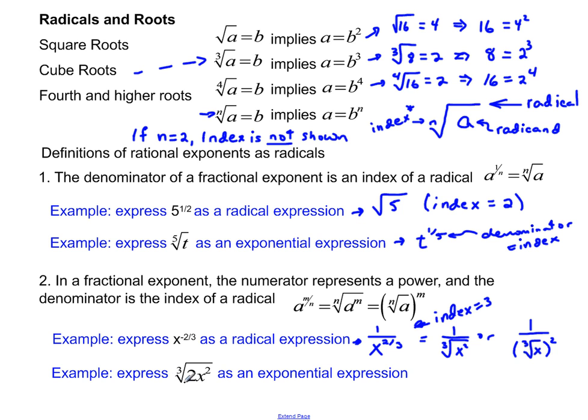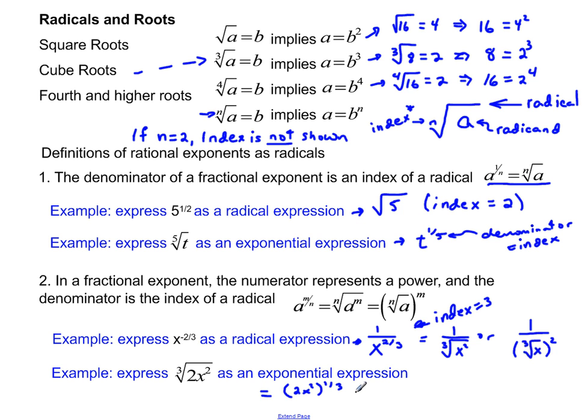All right, one more. Let's try and express this one. If we had the cube root of 2x squared, we wanted to put this as an exponential expression. Well, here's what we could do right off the bat. We could just rewrite this by saying this is 2x squared, and that quantity raised to the 1/3 power by our definition right here at the top. So 2x squared raised to the 1/3 power.